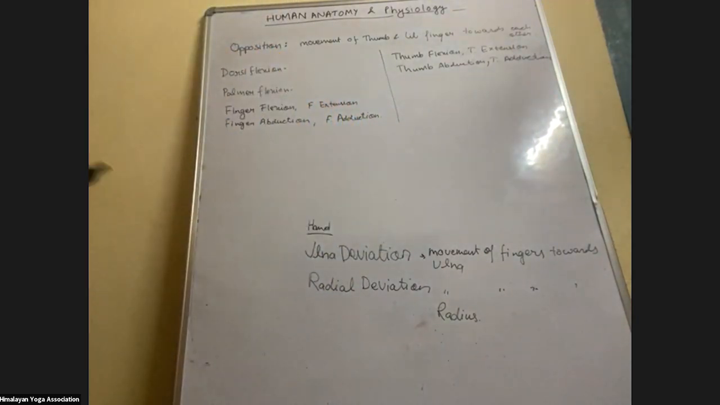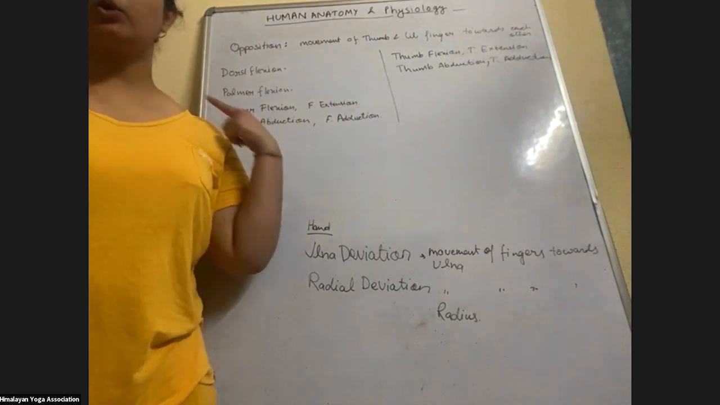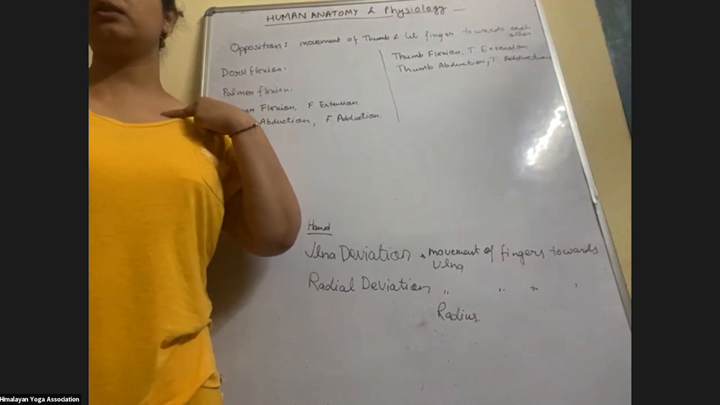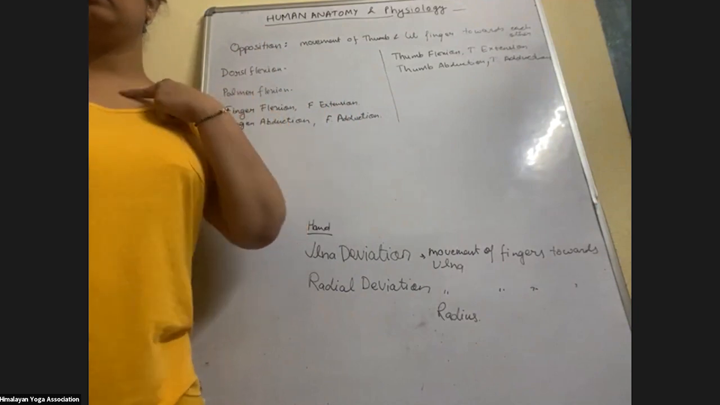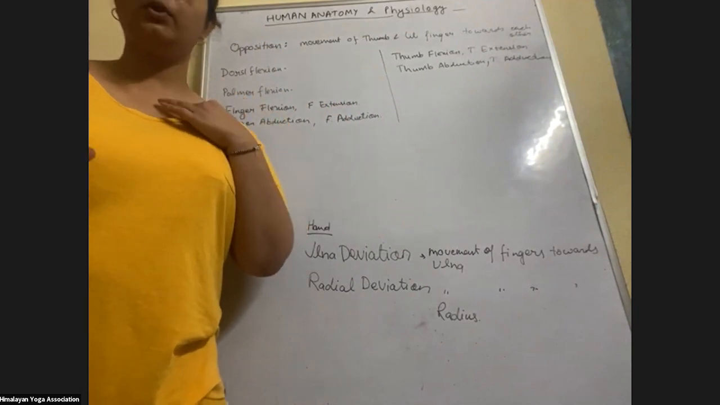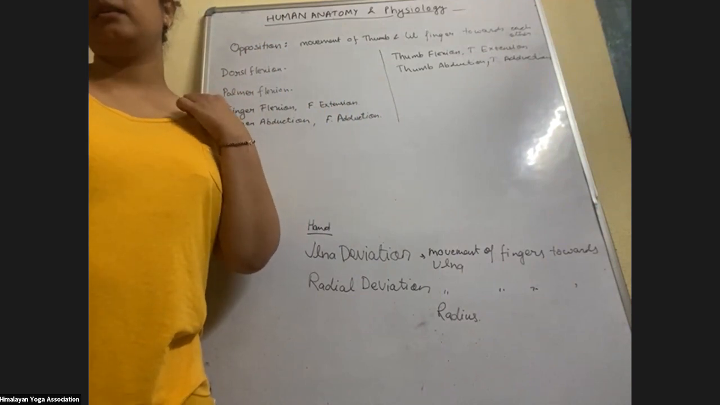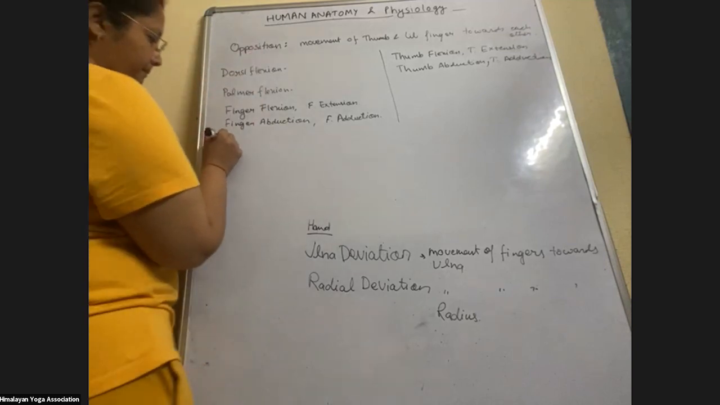Now, we have some shoulder movements. And all these shoulder movements we are going to study in respect of the collarbone. What is this collarbone called? This bone we see here? Collarbone. Yes. Clavicle. Very good. Clavicle.